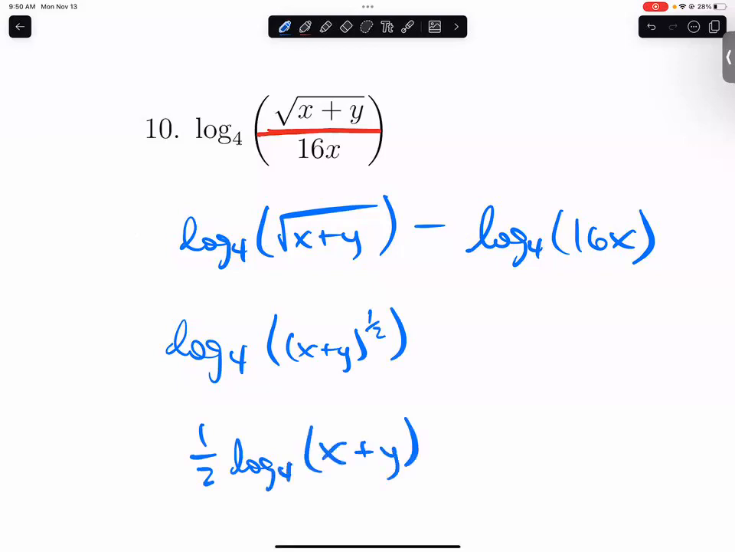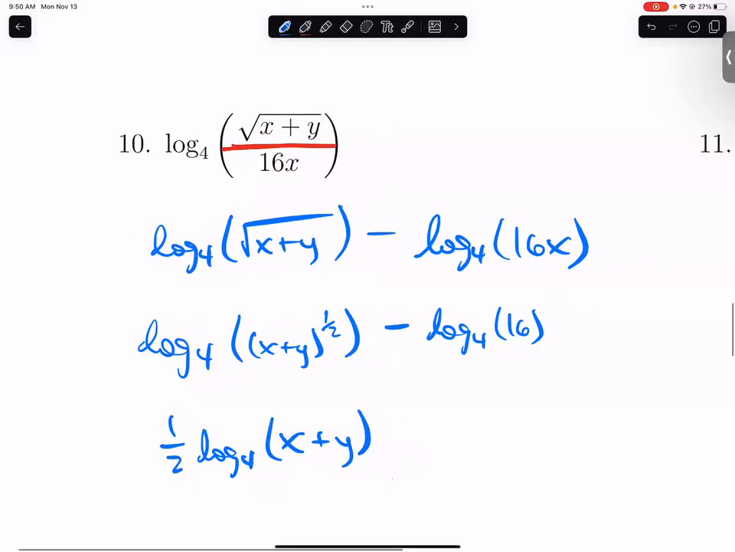Now the x plus y part I'm stuck with, because logs don't know how to deal with addition, subtraction, because that's not how logs work. They're exponents. They're a multiplicative thing. Addition or subtraction we're stuck with, then that's as good as that's going to get. The other piece, it's the log of 16 times x. So that's the log of 16 plus the log of x.